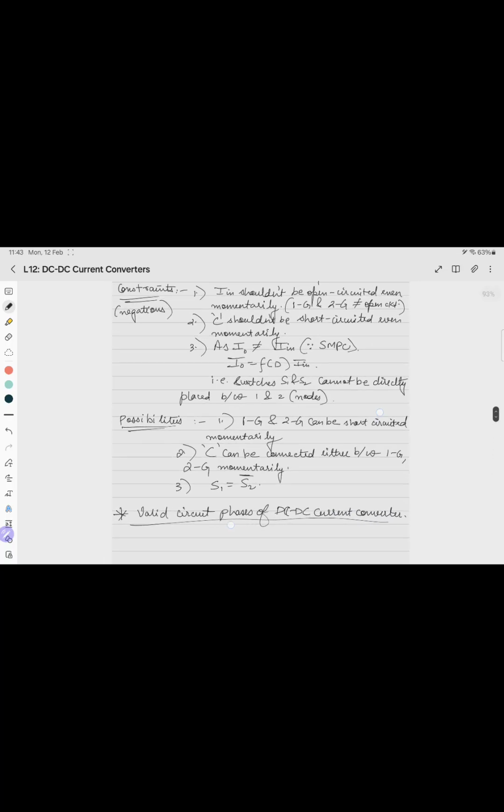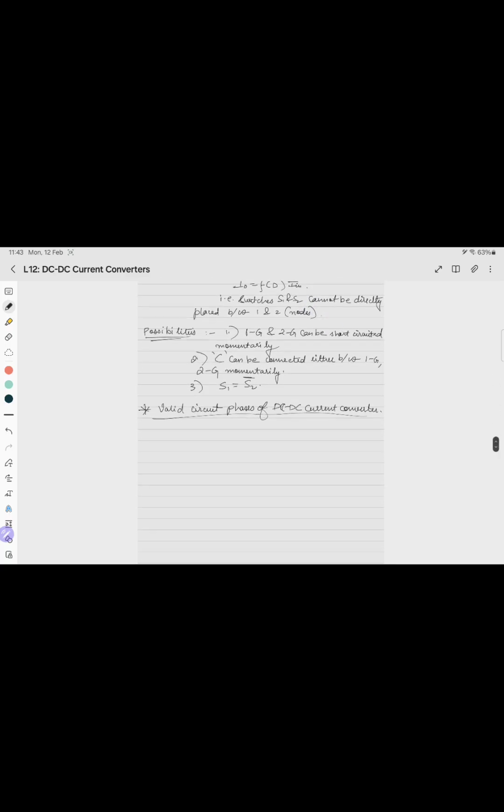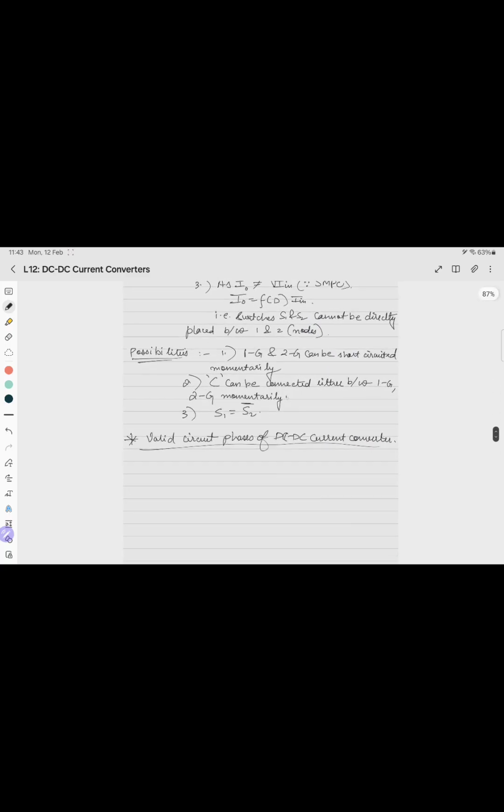One more thing, as I said, a capacitor should be connected in parallel to absorb the sudden change in the load ripple. So the capacitor cannot be connected in series between 1 and 2. Actually it can be connected, but then 1 and G can be short circuited, 2 and G can be short circuited. So C can be connected between.